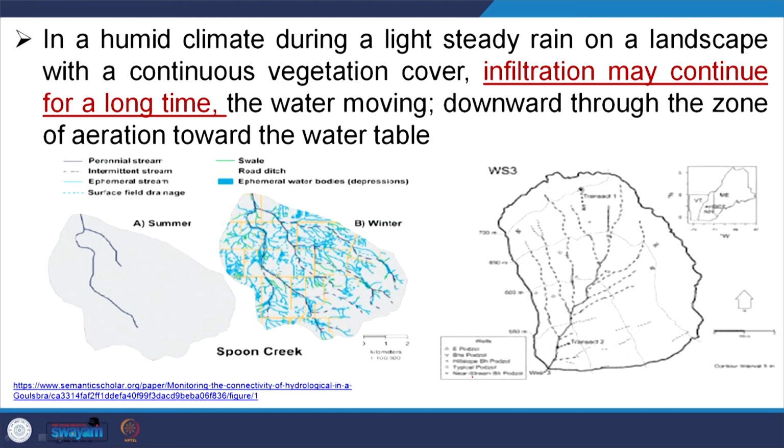The water is moving downward through this zone of aeration towards the water table. So, that means it is contributing to the subsurface. Steady rain is continuous but slow rain. But if it is heavy rain, sudden heavy rain within a few minutes or a few hours, this water will not saturate the soil, that much water will not be able to percolate down. So, much of the water will become overland flow, that is called overland flow.